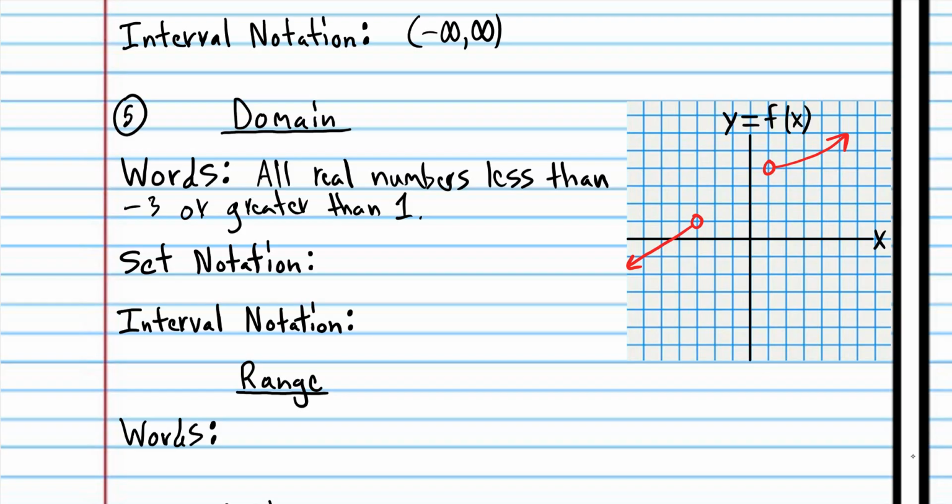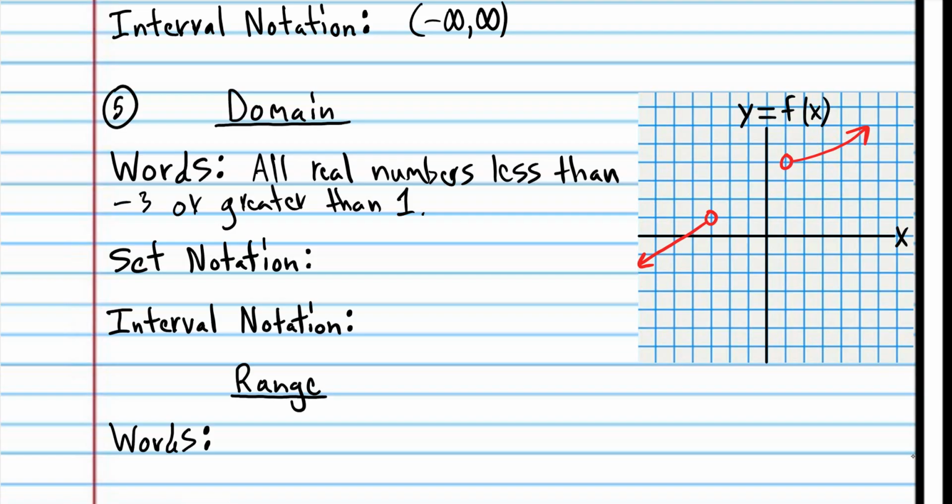If you say and, that means that the x values are both less than -3 and greater than 1 at the same time. That's impossible. A number cannot be less than -3 and greater than 1 at the same time. So when you say or, you say one of these has to be true for a particular x value, but not both of them at the same time.